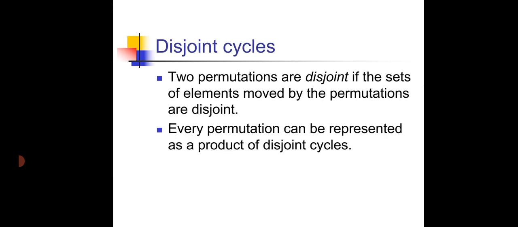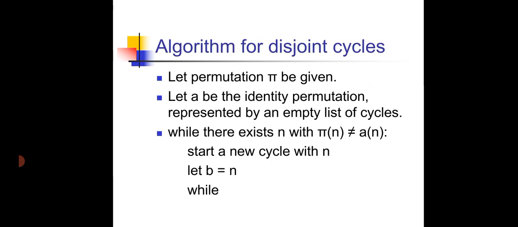Now, disjoint cycles. Two permutations are disjoint if the sets of elements moved by the permutations are disjoint. And also, every permutation can be represented as a product of disjoint cycles, as I stated in the earlier example. Also, a permutation is denoted by pi, and the identity permutation is represented by an empty list of cycles, while for a nonidentity permutation of n, it should not be equal to the identity of n.